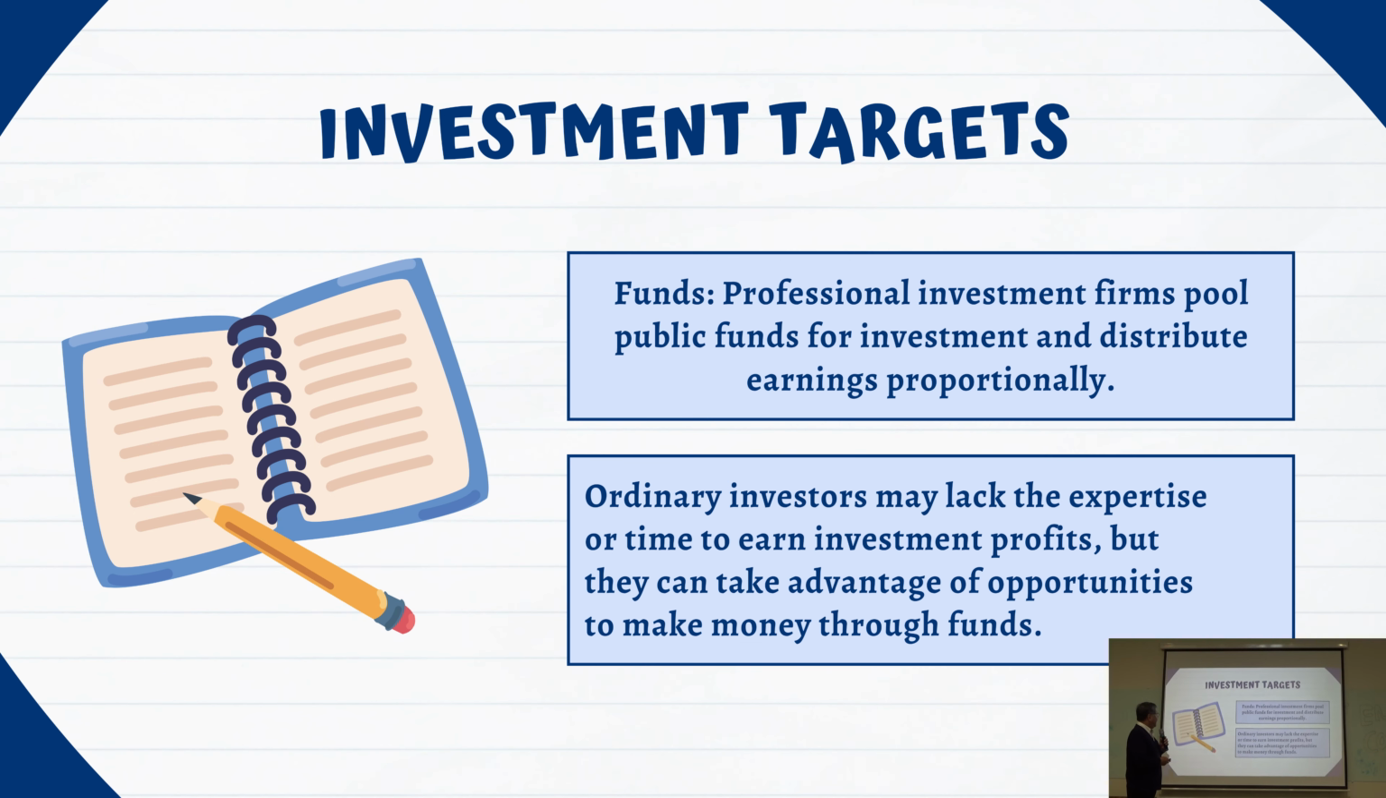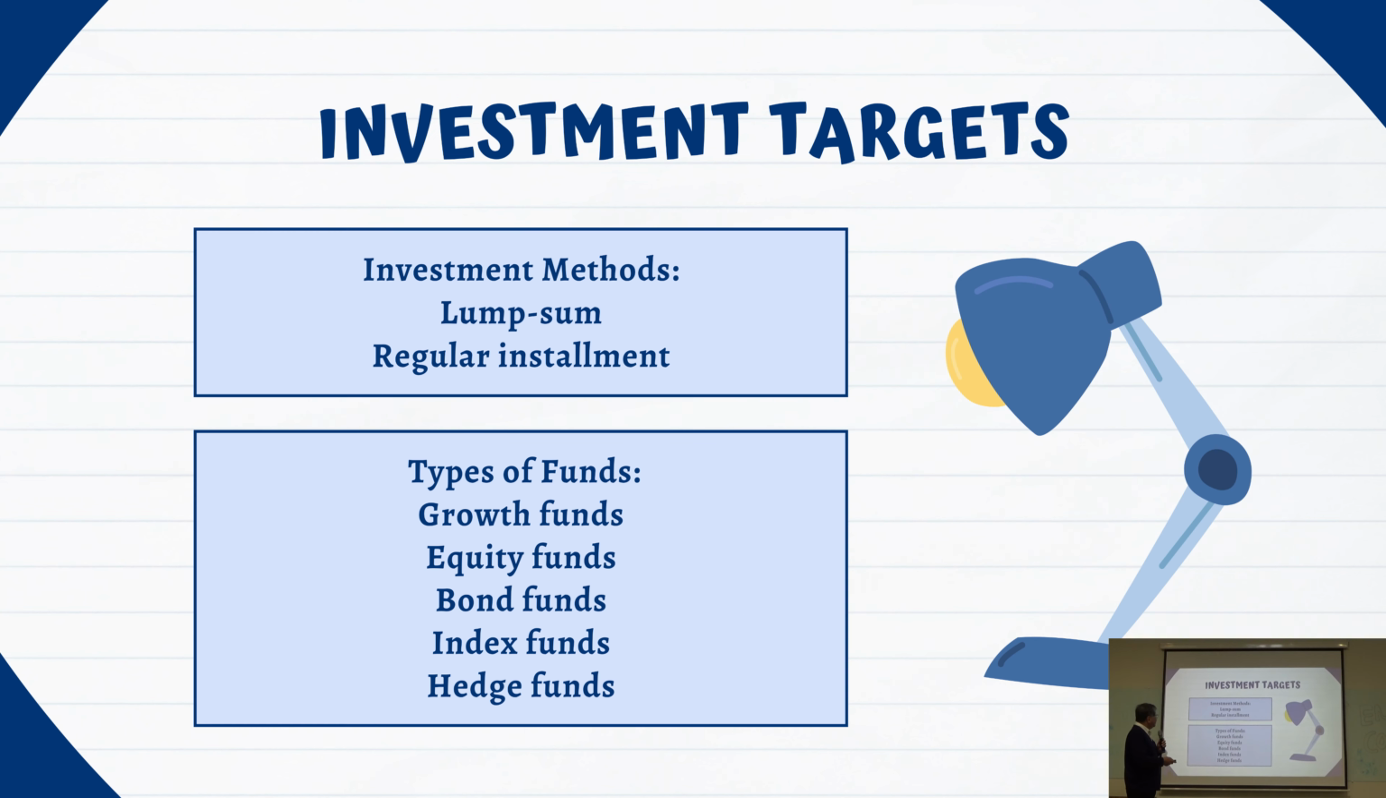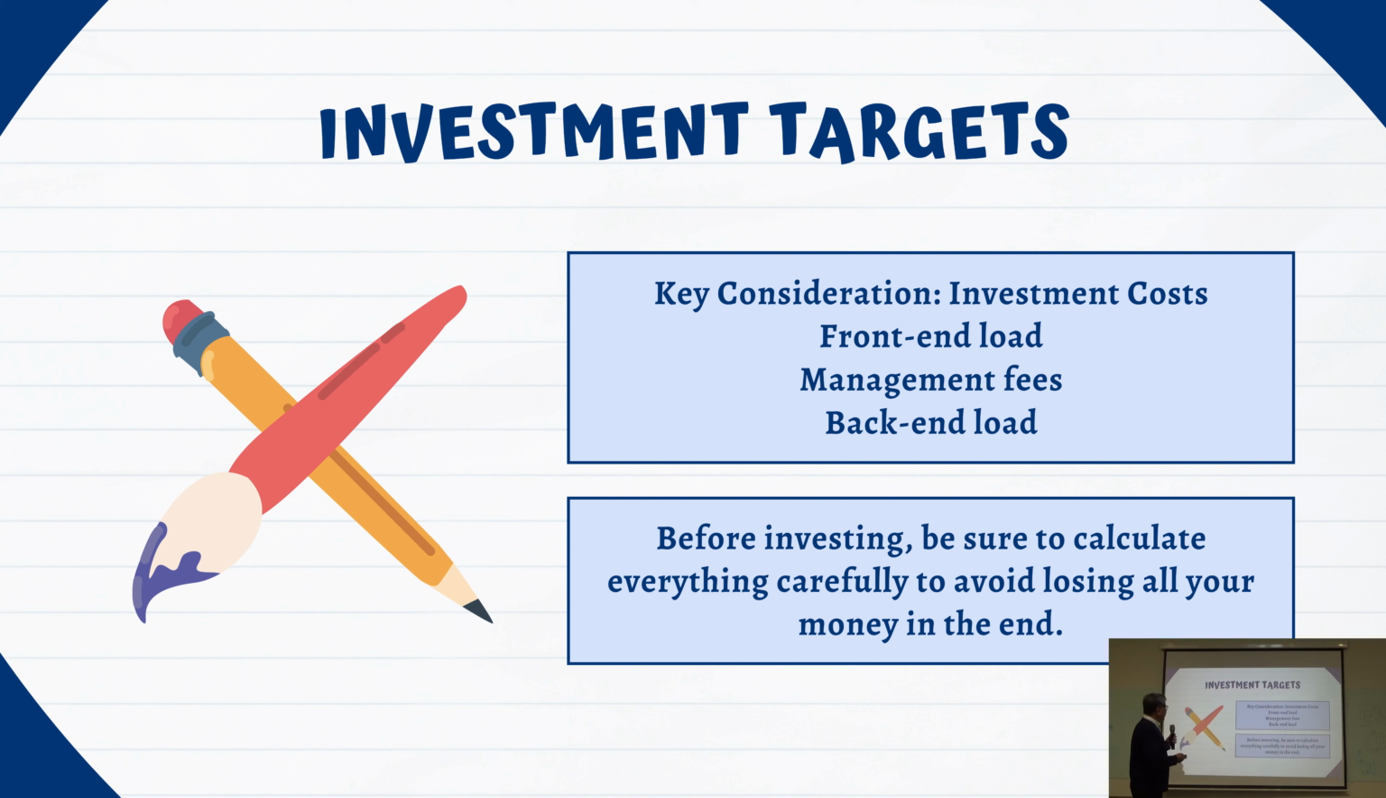Ordinary investors may lack the expertise or time to earn investment profit, but they can take advantage of the opportunity to make money through funds. You can go to a mutual fund manager to help you make money. There are a lot of types of mutual funds: growth fund, equity fund, bond fund, index fund, hedge fund. Like in the last 2 years, I invested in a fund and I was very lucky to have roughly a 25% return. In a fund, you have to pay expenses. Sometimes we call them front-end load, management fee, and back-end load. That's the money you have to pay to the mutual fund company.